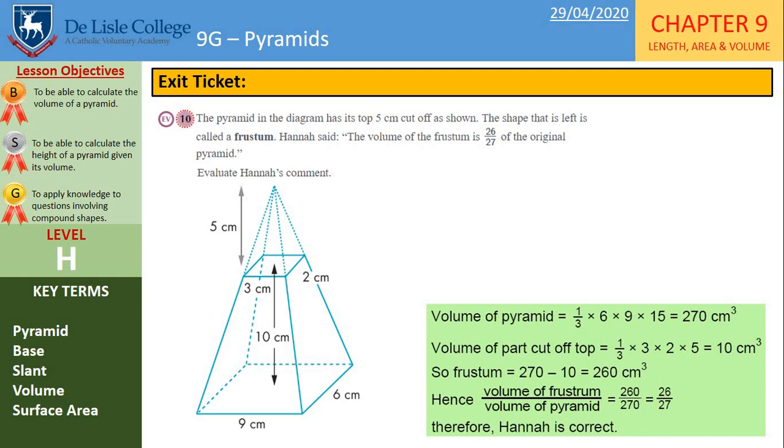So if we look at the volume of the frustum as the numerator of our fraction, and the denominator is the volume of the pyramid, so how much of the pyramid is the frustum? We've got 260 out of 270, which simplifies to 26 over 27. Therefore, Hannah is correct.